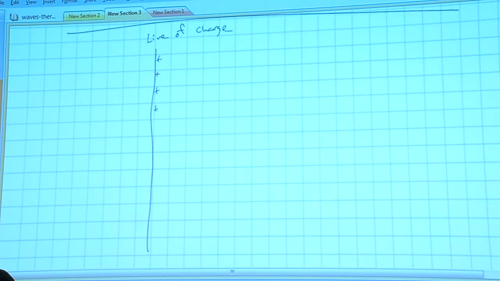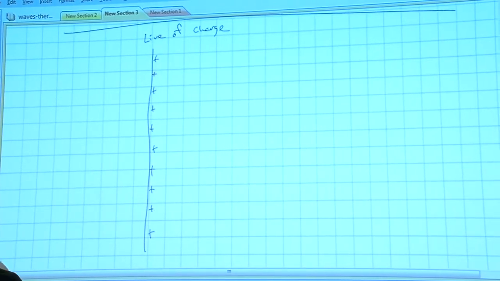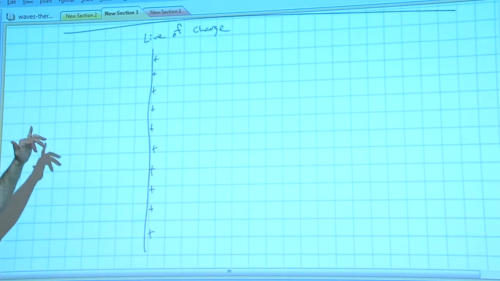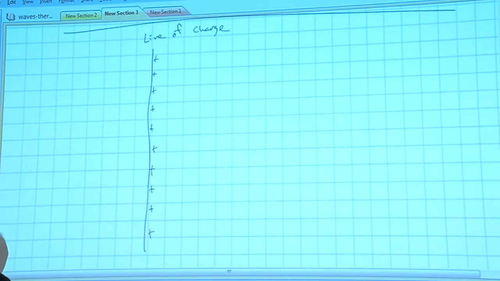Let's make it positive charge. So if this line of charge is really, really long, what does the electric field look like? The lines come out parallel to each other, right?